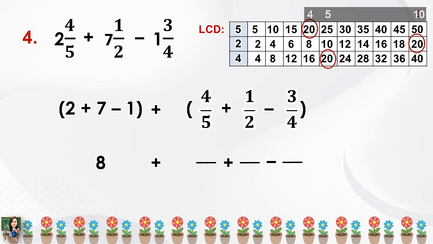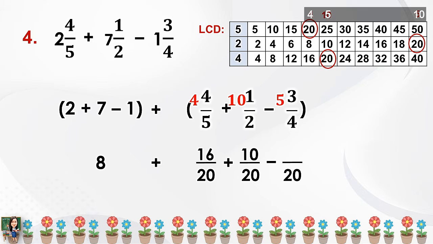Now multiply to get the numerators. 4 times 4, 10 times 1, 5 times 3. Then copy the common denominator, 20. Let's multiply. 4 times 4 equals 16. 10 times 1 equals 10. 5 times 3 equals 15.